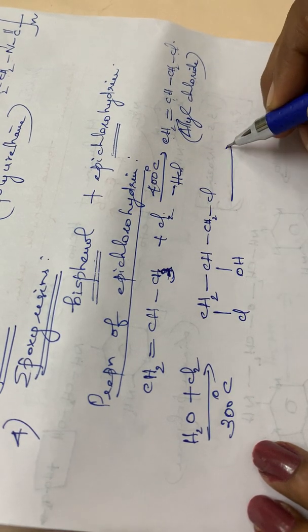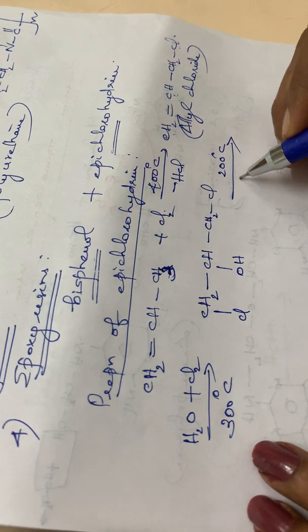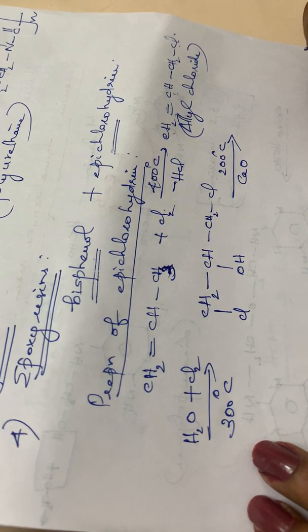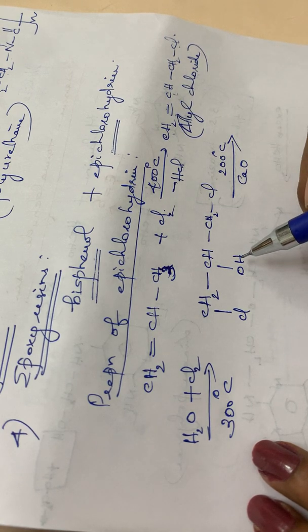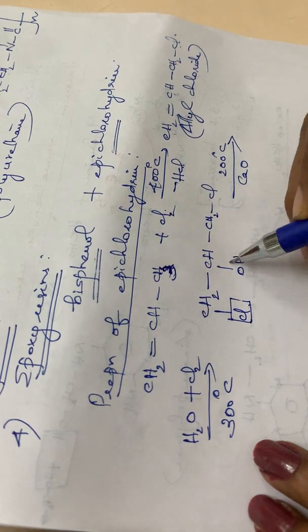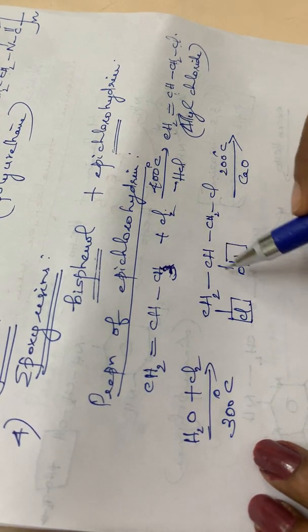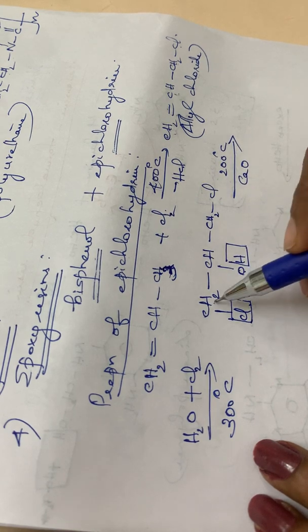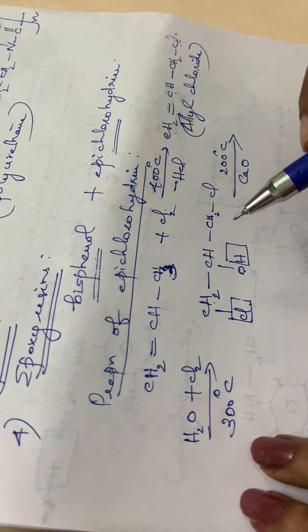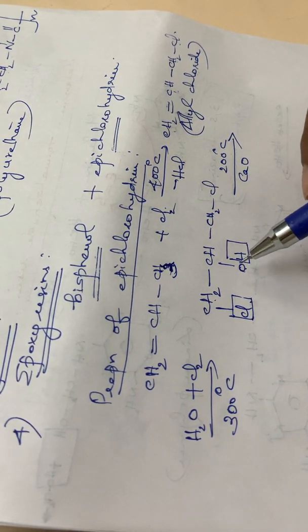Then again, on heating this compound to 200 degrees Celsius in presence of calcium oxide, one HCl molecule will be eliminated from this portion, that is from this chlorine, and from this carbon one hydrogen will be eliminated. So this will be joined together with the help of an oxygen atom. So this becomes a ring form, or an ether form, O group.